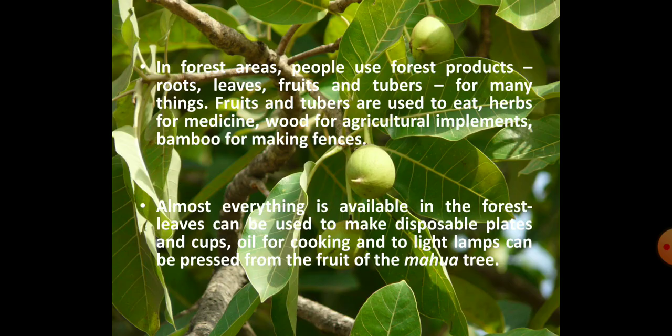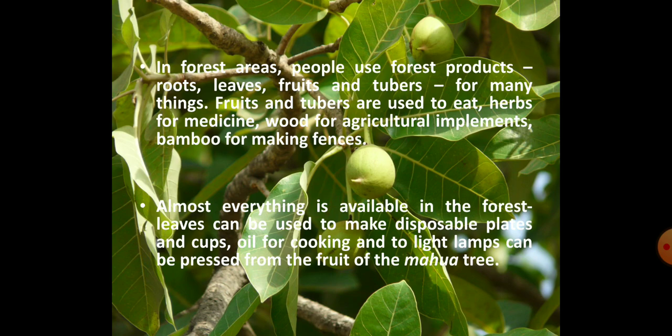In forest areas, people use forest products, roots, leaves, fruits, and climbers for many things. Fruits and tubers are nutritious to eat. Herbs are used for medicine, wood for agricultural implements, bamboo for making fences, baskets, etc. In the forests, almost everything is available.